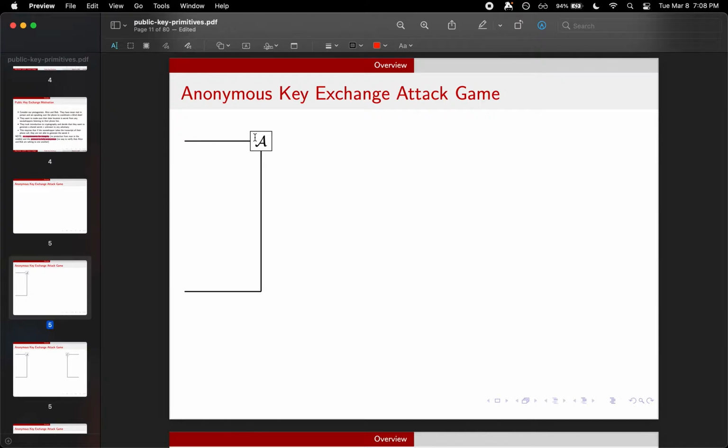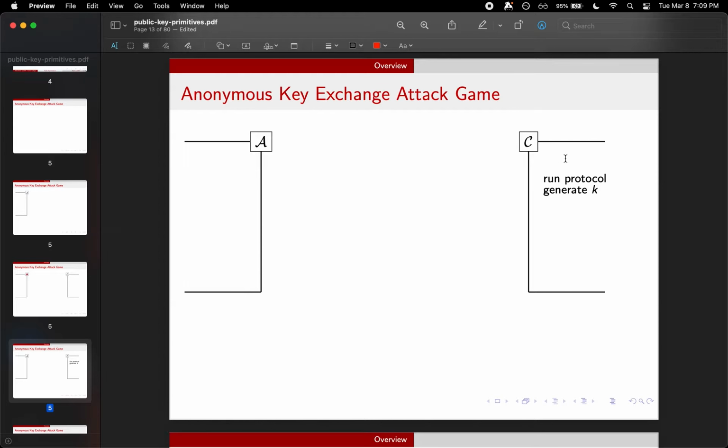So we have our protagonist, Alice, and we have our adversary, A, and we have our challenger, C. As a reminder, the adversary is trying to pick up the key from the transcription of the conversation between Alice and Bob. And the challenger's only job is to produce that transcription for the adversary. So here, the challenger runs the protocol and generates K.